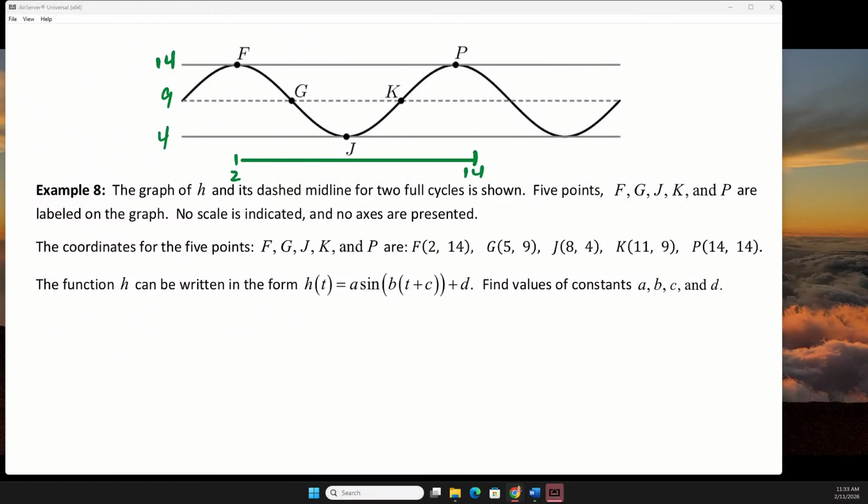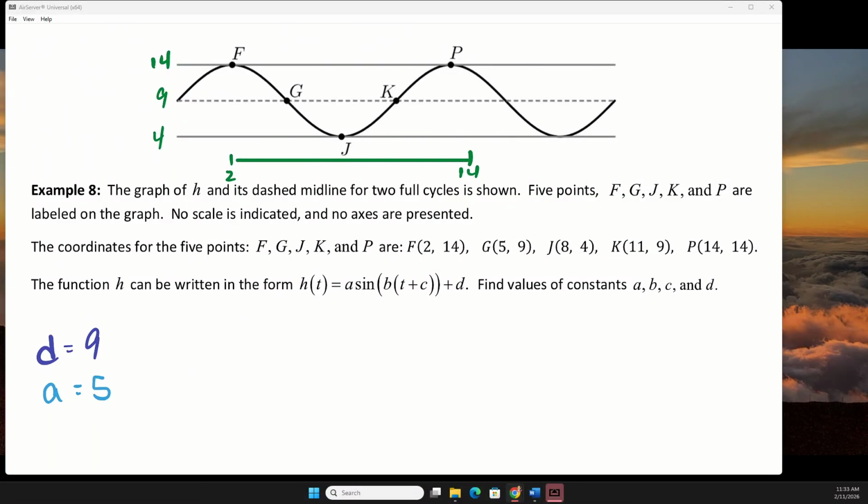All right, now I personally like to start with the midline. What letter, A, B, C, or D, is the midline? D. And what would you say D is? 9, good. Then I go to the amplitude, because these are the two easiest ones to find. What do y'all think for the amplitude? 5.